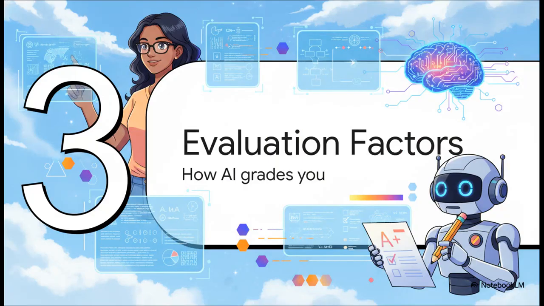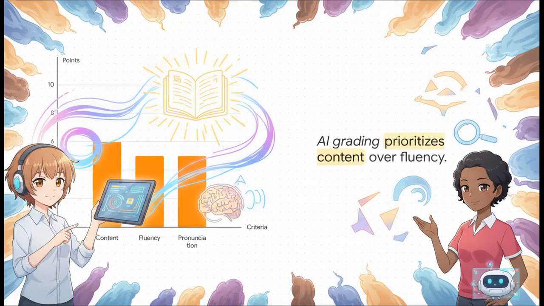Section 3, Evaluation and Key Factors. Let's look at exactly how the AI grades you so we can give it what it wants. This breakdown is actually super fascinating. Content is king at 6 points. It actually carries more weight than either your fluency or your pronunciation, which are 5 points each. The AI specifically needs you to identify real, factual information. You can't just rattle off random words beautifully. The actual content has to be deeply relevant.